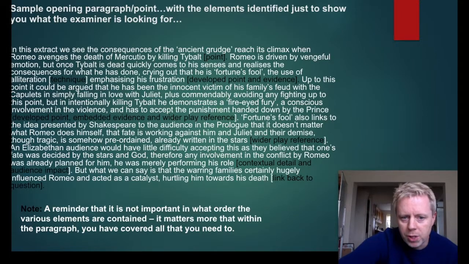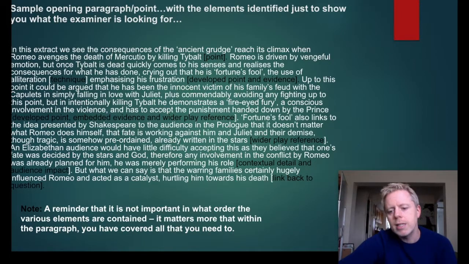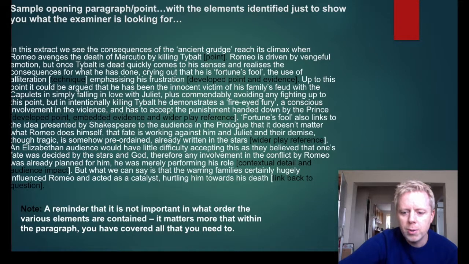So going over the first point I could make, running on from my introduction. In this extract, we see the consequences of the ancient grudge reach its climax when Romeo avenges the death of Mercutio by killing Tybalt. So you've got to embed your evidence as well, a judicious selection of evidence, but also embedding it into your own analysis. It makes for a far more fluent, sophisticated, analytical response.